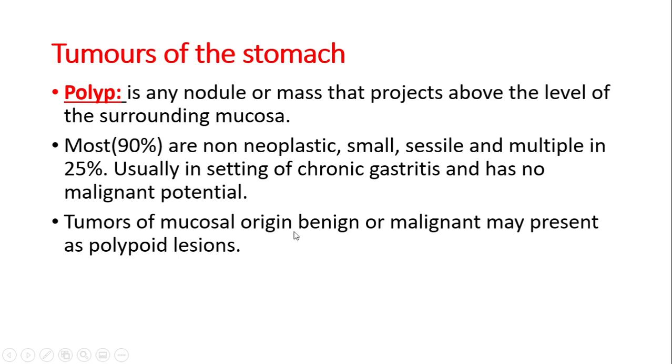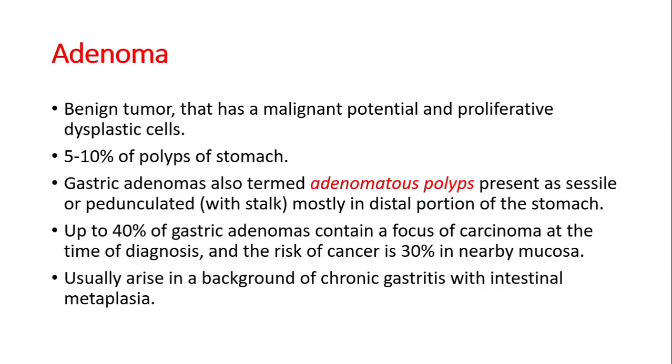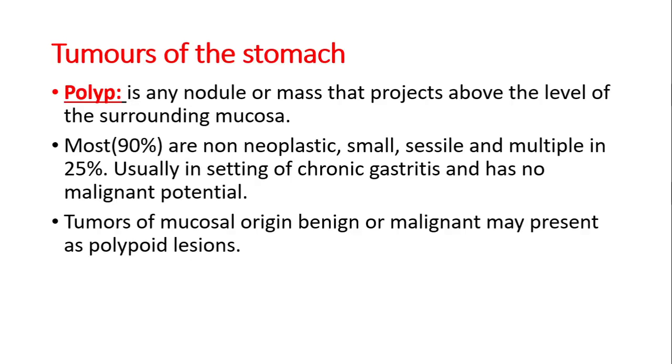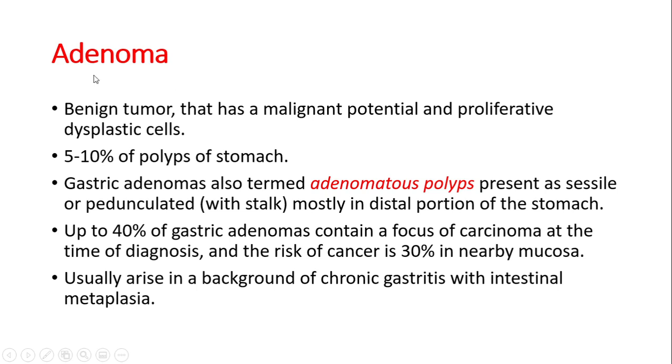A tumor of mucosal origin can be benign or malignant and may be presented as a polypoid lesion. Sometimes benign and malignant tumors can be presented as polypoid. Polypoid means projecting, exophytic, or cauliflower-like, and so on. Adenoma is a benign tumor. In general, adenoma is a benign tumor of epithelial tissue.